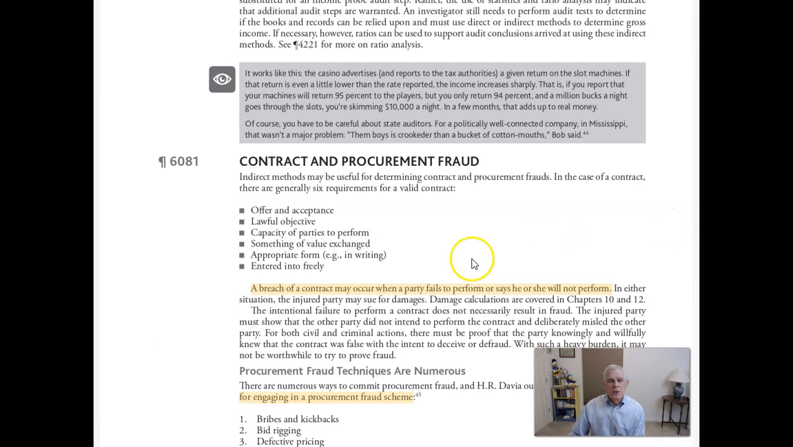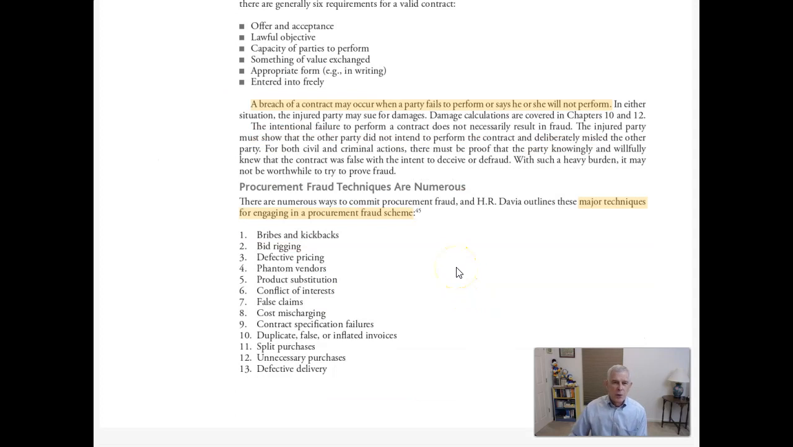And now let's get into this area, contract and procurement fraud. We look at damage calculations in chapters 10 and 12 where there are some contract breaches. But, as you know, a breach of contract may occur when a party to the contract fails to perform or says he or she will not perform. The other party then may lose money. So that's a breach of contract. Now, the bigger area here is procurement fraud.